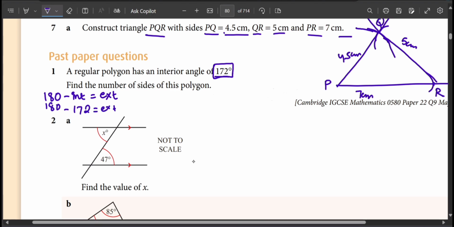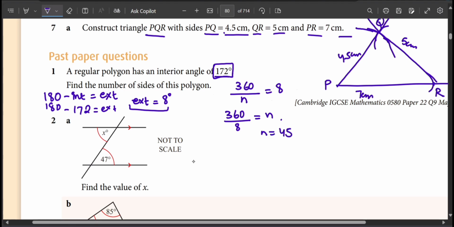When we subtract 172 from 180, we get the exterior angle, which is 8 degrees. So the exterior is 8 degrees, and we know the formula 360 over n will give us 8. So 360 divided by 8 will give us the total number of sides. 360 divided by 8 is 45, so n is going to be 45 sides.